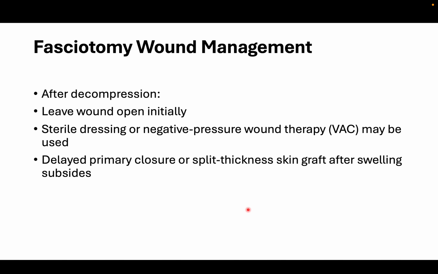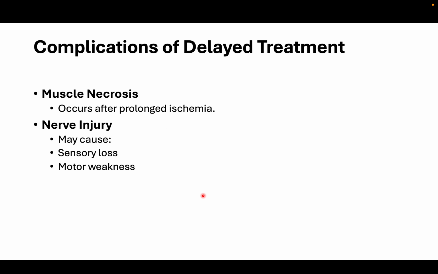If you did the fasciotomy, how will you manage the surgically created wound? You will leave the wound open initially. You wait for 1 or 2 weeks. You will do the sterile dressing, or negative pressure dressing may be used to decrease the size of the wound. Then delayed primary closure or split thickness skin grafting after swelling subsides.